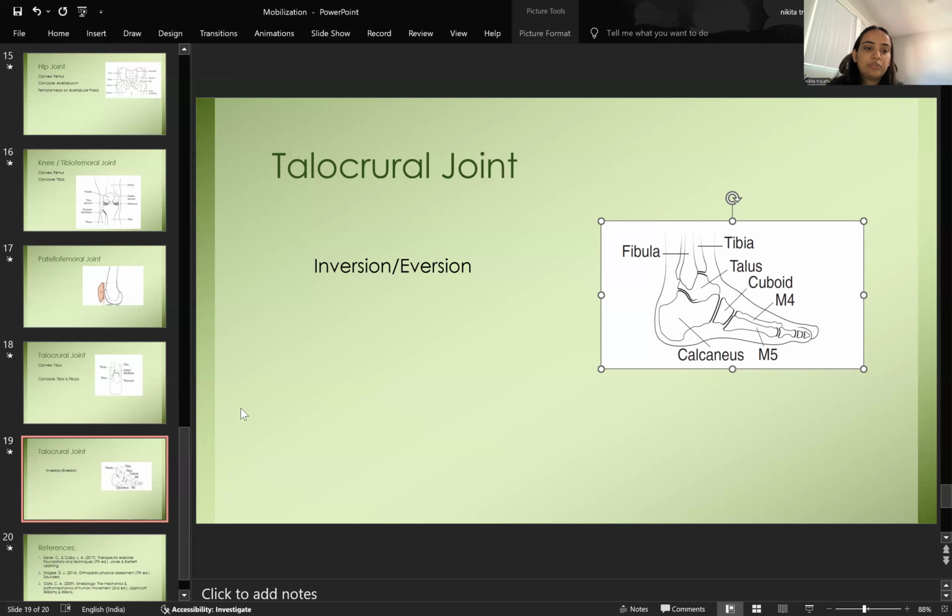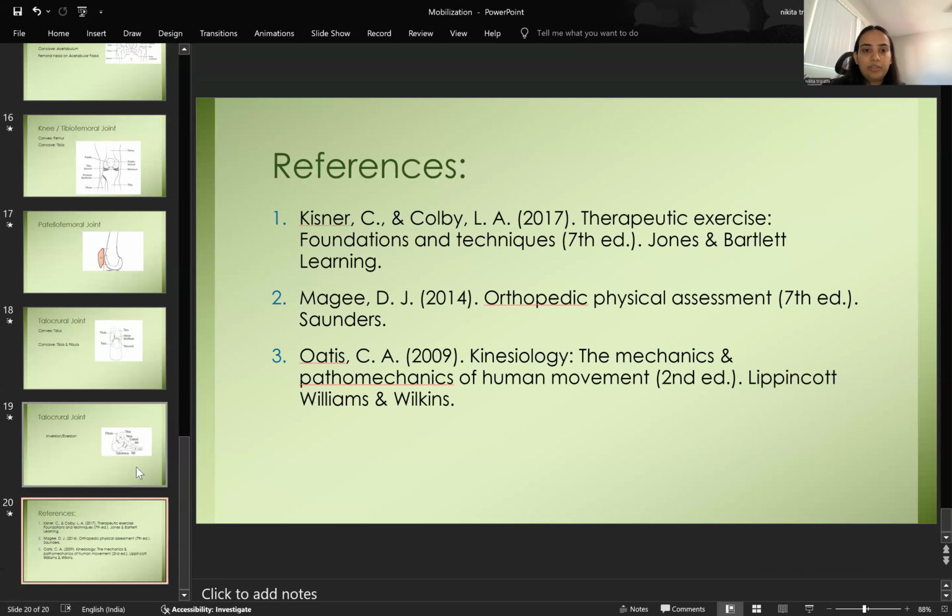For these notes, I used the following books as a reference. First, Kisner and Colby, Therapeutic Exercise: Foundations and Techniques. Second, I used some images and points from Magee, and some images and arthrokinetic points from the Carol Oatis kinesiology book, The Mechanics and Pathomechanics of Human Movement.